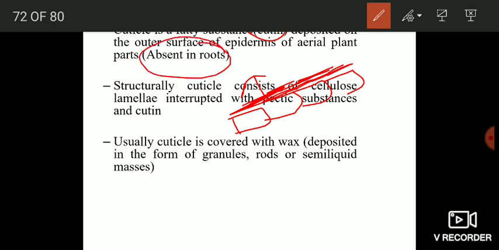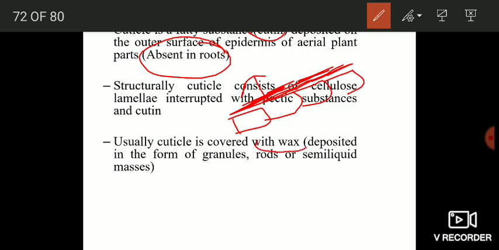Structurally, cuticle consists of cellulose lamellae, or you can say cellulose chains which are interrupted with pectic substances and cutin, or you can say it is a conglomerate of cellulose and pectin along with cutin. And usually cuticle is covered with wax. This is another covering.